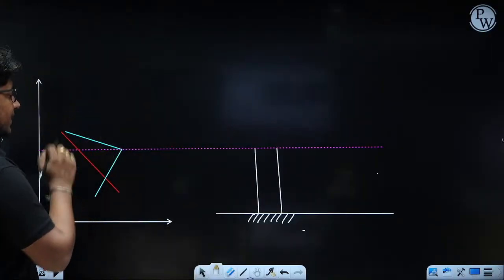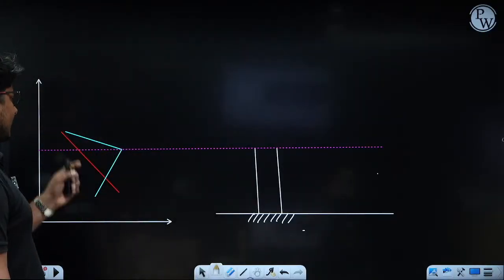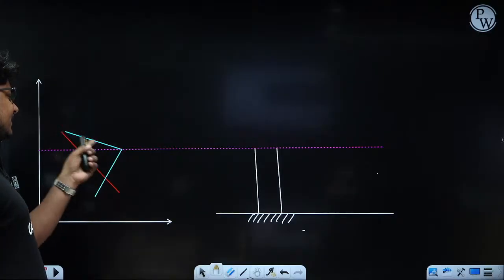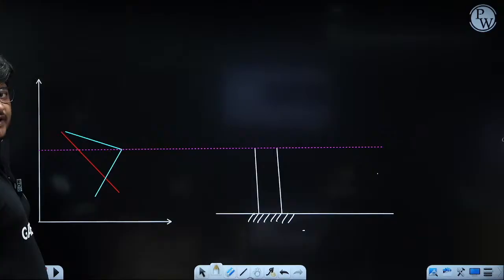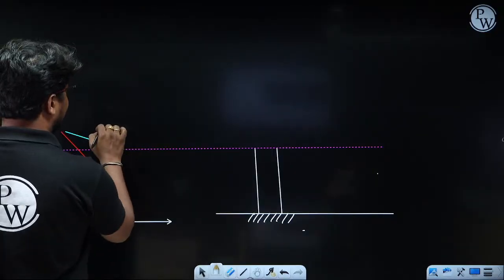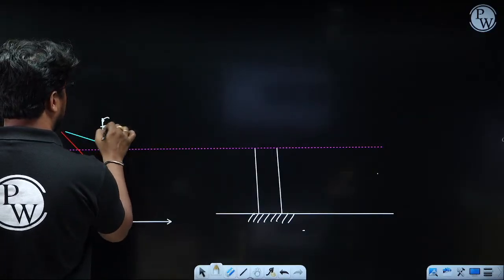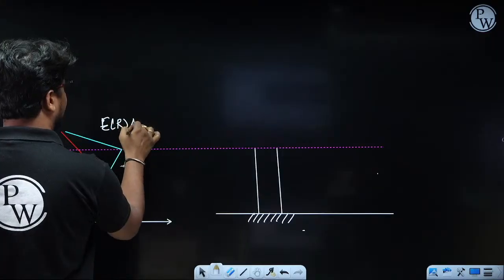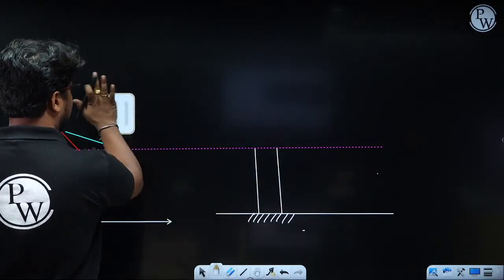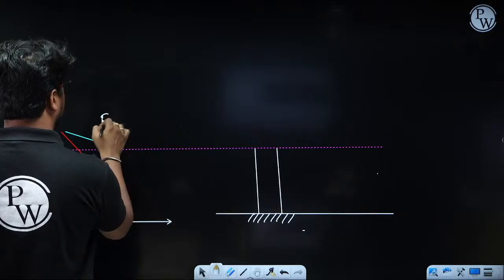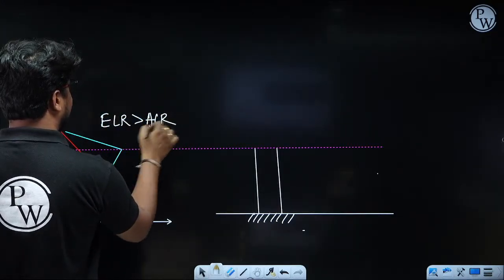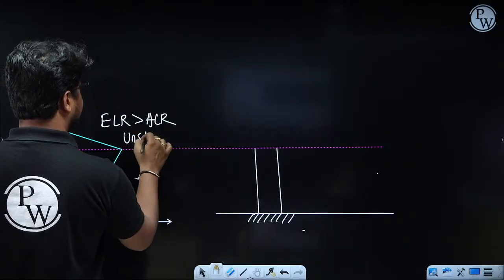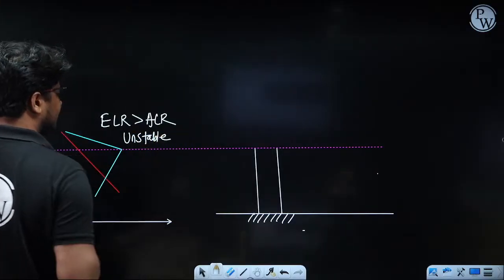If you see the upper layer here, the environmental lapse rate, ELR, line has a lesser slope compared to the ALR. So in this case, ELR is more than ALR. This is an unstable case, which is good for pollutant dispersion and dilution.